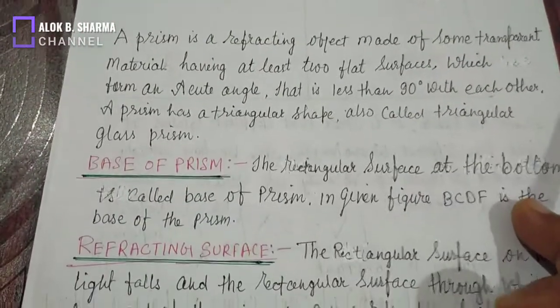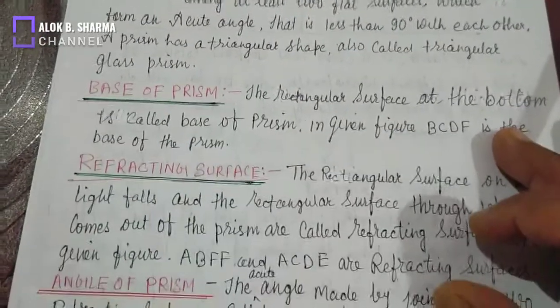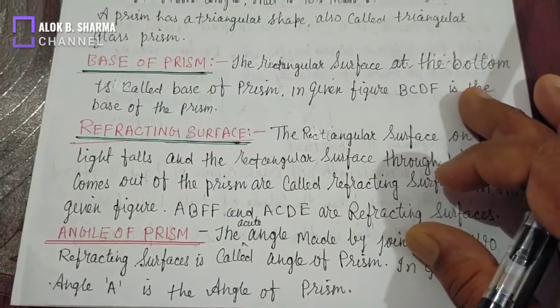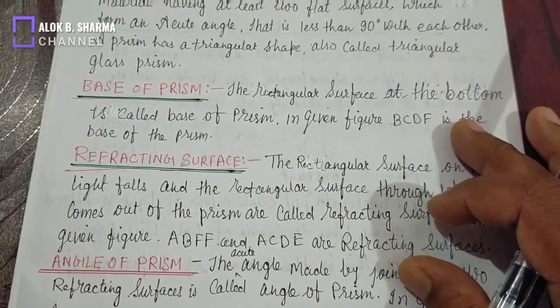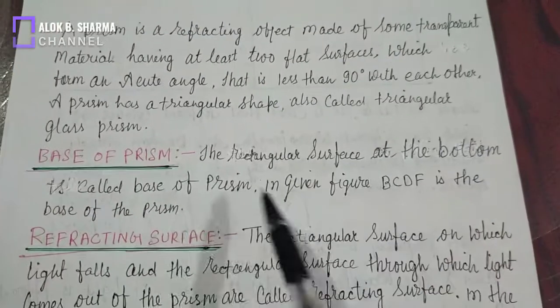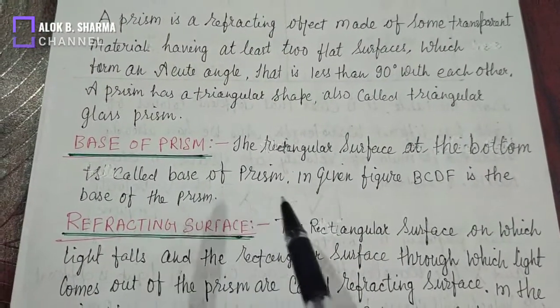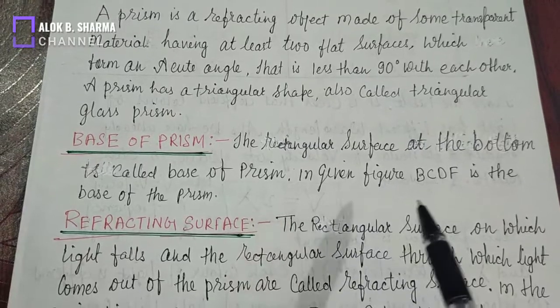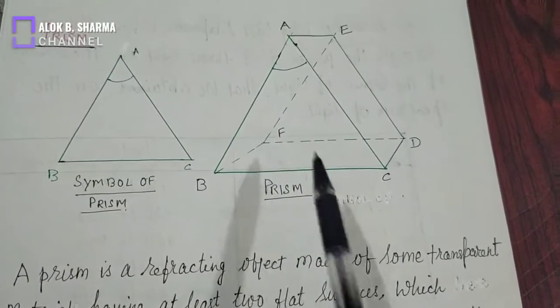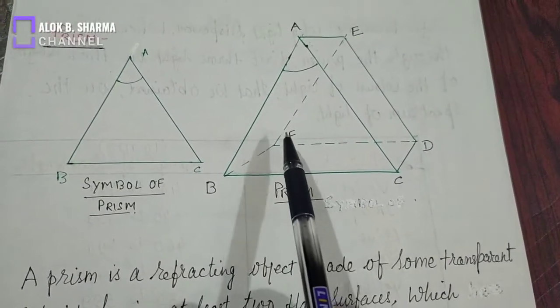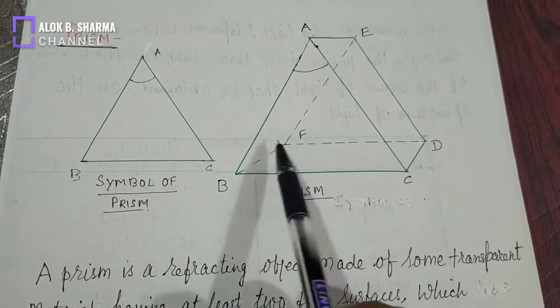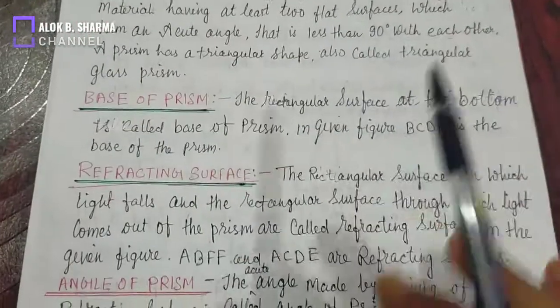So base of the prism, refracting surface and angle of prism. These three parts are important for a prism. So first see base of a prism. The rectangular surface at the bottom is called base of the prism. In given figure, BCDF is the base of the prism. Rectangular surface BCDF is the base of the prism.